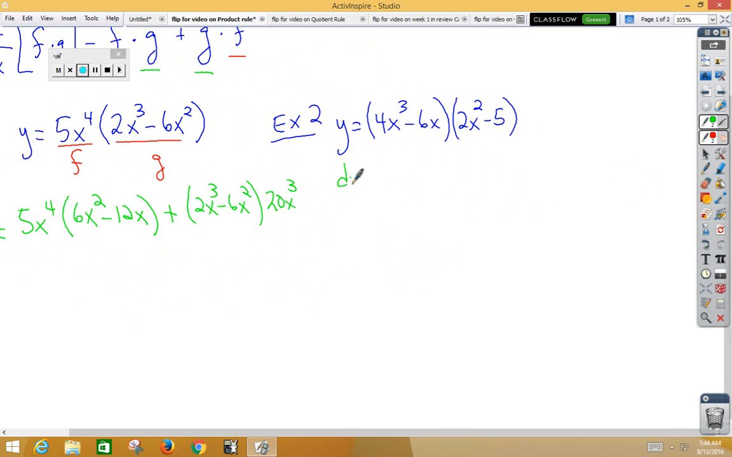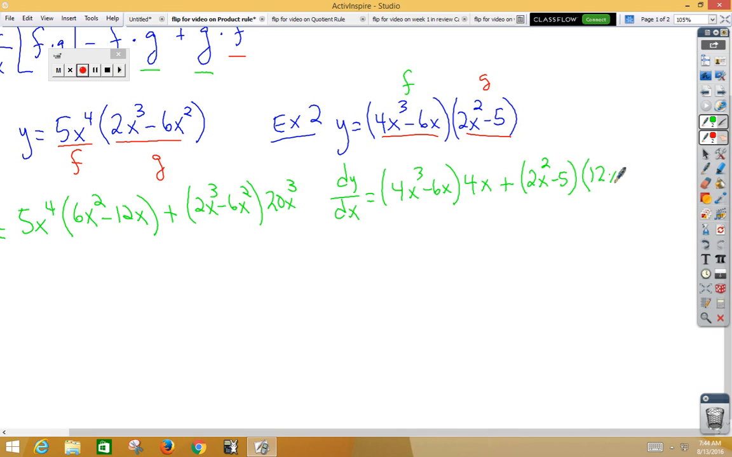So we start with dy dx is equal to, again, this is our first function and that's our second function. So we're going to go first, 4x cubed minus 6x, times the derivative of the second, which would be 4x, plus the second, 2x squared minus 5, times the derivative of the first function, which is 12x squared minus 6.